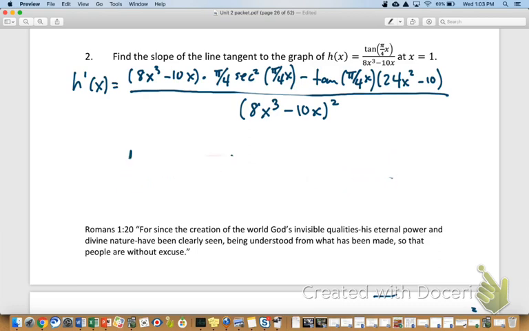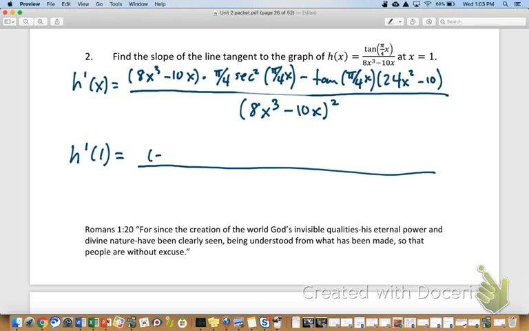There's a lot of details that need to be handled correctly. Anybody else? Questions or concerns about a detail or something? All right. So if we're trying to find the slope of the tangent line at 1, I just need to plug in a 1. So h prime of 1 equals, and I'll do some of this in my head because some of it is fairly easy. The rest of it, there might be some hard parts. When I first plug in, isn't it essentially 8 minus 10 at the start? So negative 2 times pi over 4.